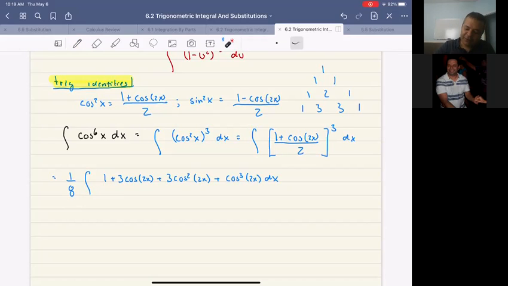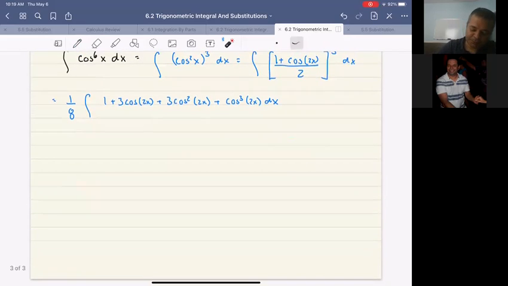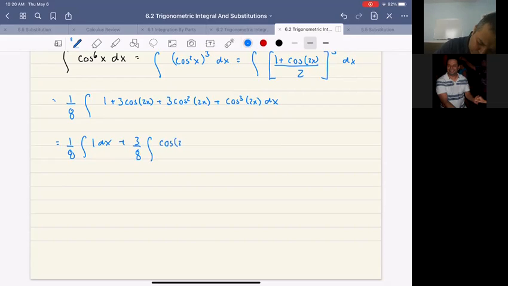So what did I do here? I'm cubing this term, so the 2 cubed is the 1/8. 1 goes with 1. 3 is times cosine 2x. This 3 is times cosine squared of 2x, and this one is times cosine cubed of 2x. Now, you can integrate that, that's easy. You can integrate that, that's easy.